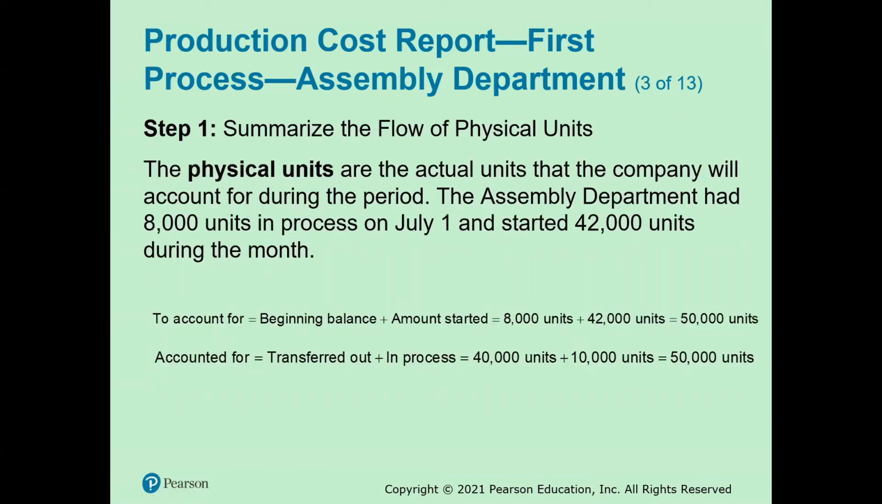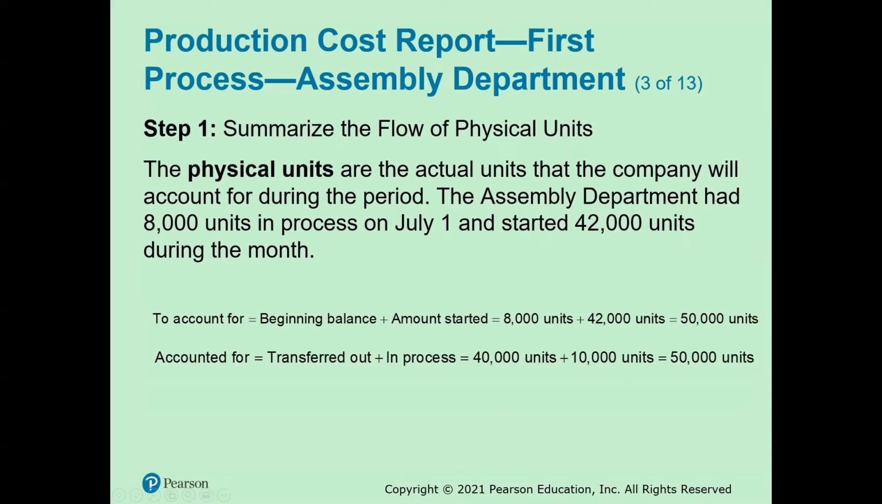The assembly department had 8,000 units in process on July 1st, and they started 42,000 units during the month. Therefore, to account for is 50,000 physical units. So they will account for 50,000 units.